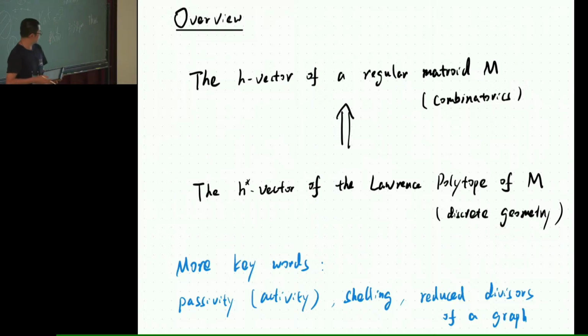Some more key words in my talk will be passivity, which basically is the complement of activity, if you have learned the classical activity theory concerning the Tutte polynomial, then shelling, which is a classical geometric thing, and the reduced divisors of a graph.